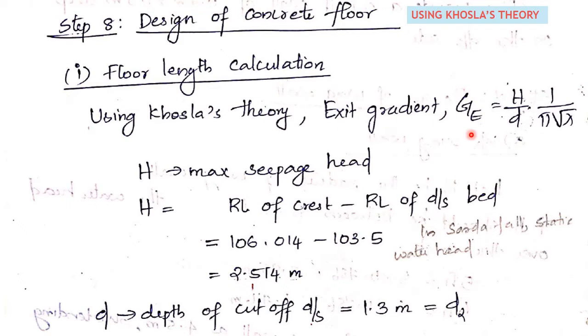For that, the equation of exit gradient GE is given in the Khosla's curve or the Khosla's chart. So to do this problem you need the Khosla's chart. In that we have this equation, GE is equal to h by d into 1 by pi root lambda, where h is the maximum seepage head, which in this question is RL of crest minus RL of downstream bed, that is 106.014 minus 103.5, which is 2.514 meters, and d is the depth of cutoff at the downstream side.